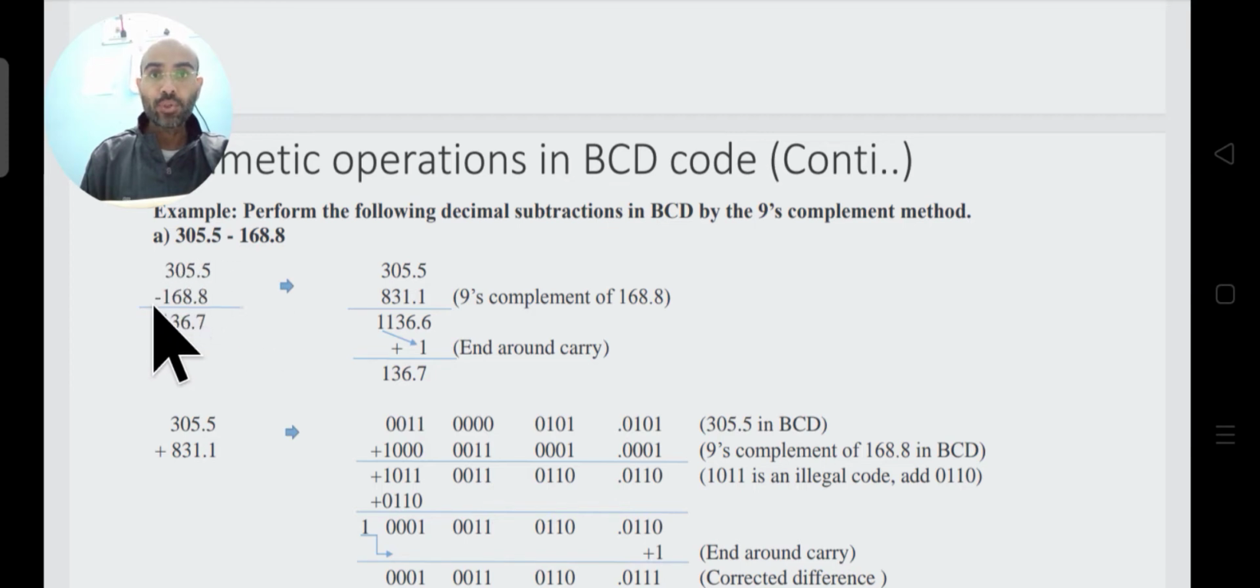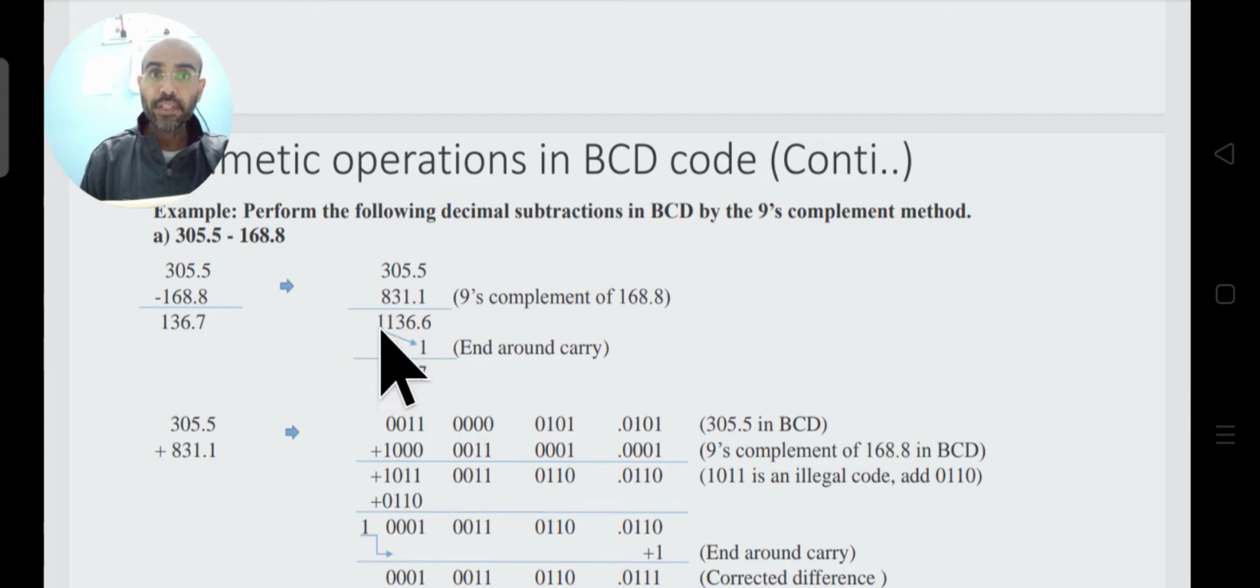Now if I want to use the 9's complement to perform the subtraction, then we will take the 9's complement of this number, 168.8. So the 9's complement of this number will be 831.1. You have to subtract all the digits from 9. Now if we add up these two numbers, then our answer is this.